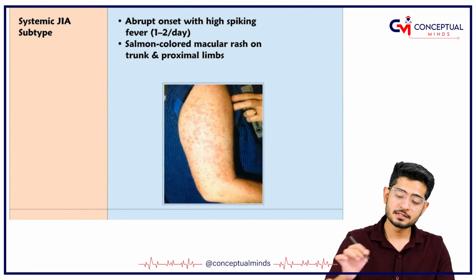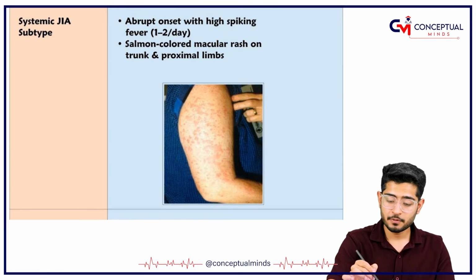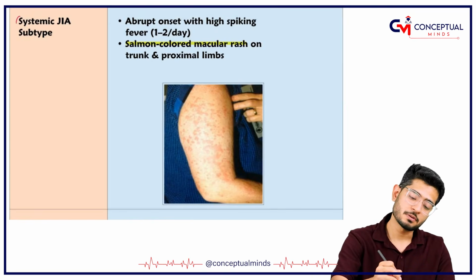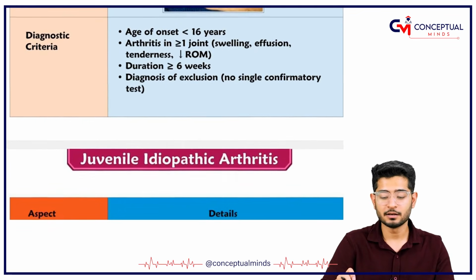Coming on to systemic, I have told you that there will be fever, there will be rash, but which type of rash? There will be salmon colored macular rashes. Just remember S for systemic JIA, S for salmon colored macular rashes.